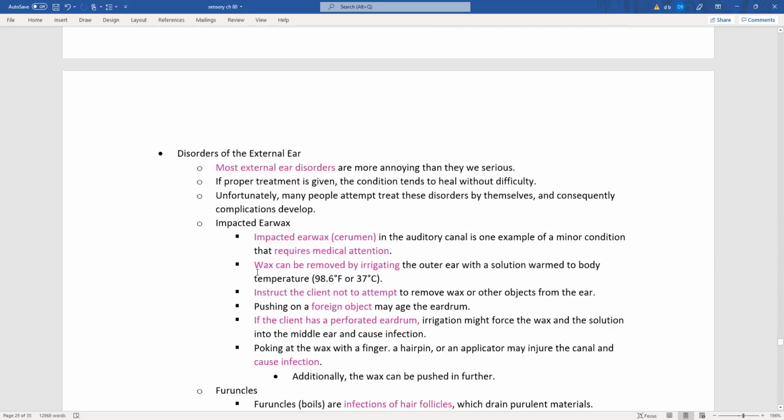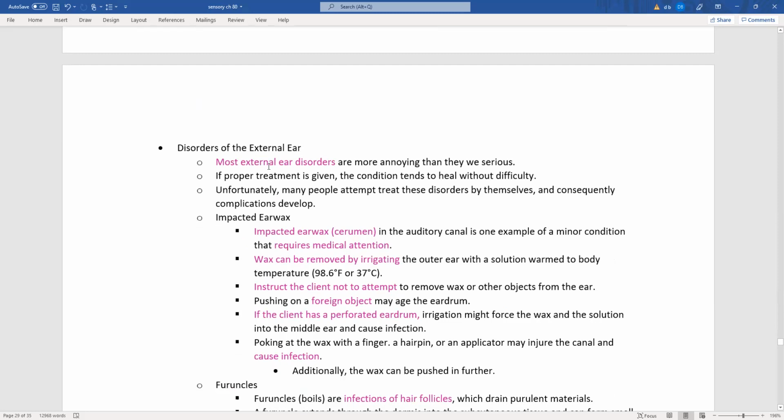Okay, so disorders of the external ear. Most external ear disorders are more annoying than they are serious. That's all it is. They're annoying. So if proper treatment is given, the condition tends to heal without difficulty. Unfortunately, many people attempt to treat these disorders by themselves and other problems develop. Impacted earwax, cerumen, in the auditory canal is one example of a minor condition that requires medical attention.